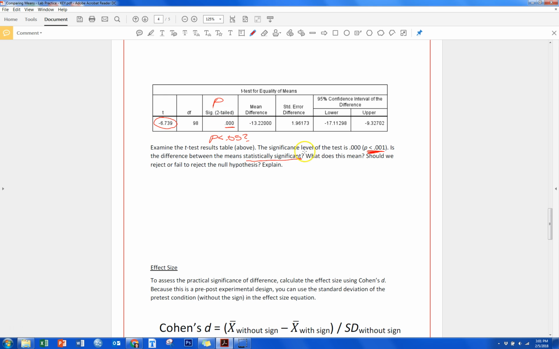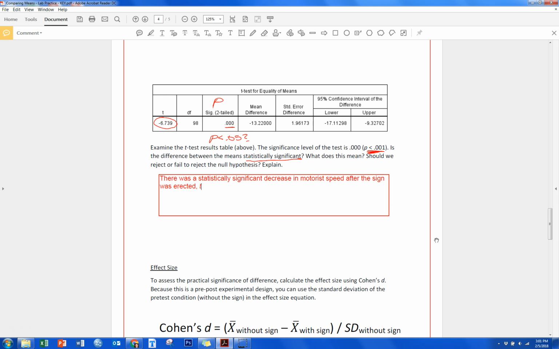Focus in on this value right here. Let's write about that. So there was a statistically significant decrease in motorist speed after the sign was erected. And we're going to go ahead and report that.